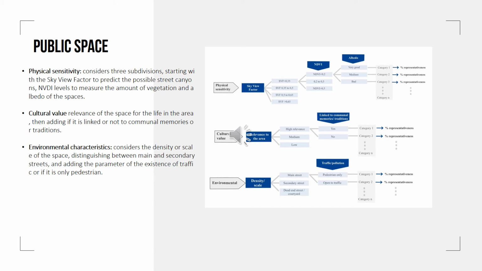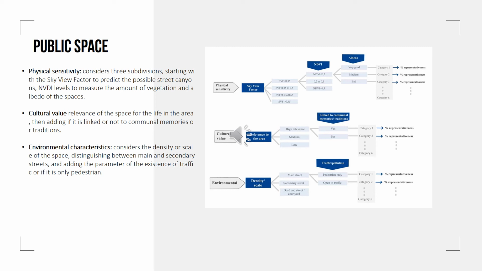For the categorization of the public space, cultural value and environmental and physical characteristics will be the main parameters. In the case of the physical sensitivity, it will consider three subdivisions, starting with the sky view factor to predict the possible street canyons, NDVI levels to measure the amount of vegetation and the albedo of these spaces. In regards to the cultural value, it would be taken into consideration the relevance of the space for the life in the area, namely the amount of commercial activity in the ground floor, and then adding if it's linked or not to communal memories or traditions.